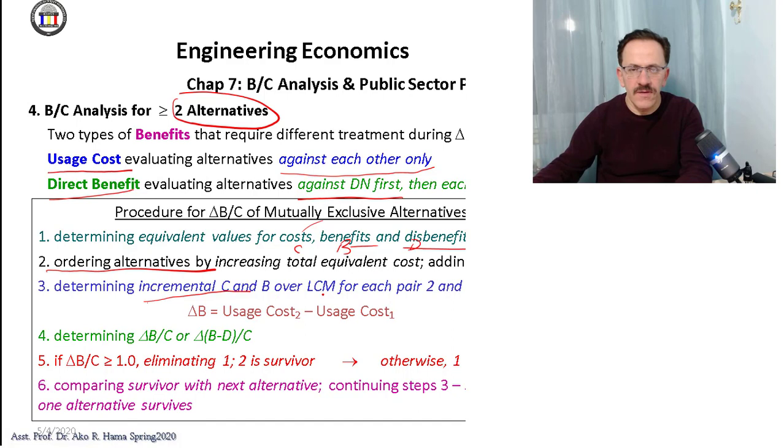And if we have two alternatives with different service lives, you have to use LCM, the least common multiple. And then for the newly generated cash flow diagram, we have to find the delta B over C ratio. It means we have to find the delta B for the two projects, then delta C, and divide them. And after that, if it was greater than 1, it means that project 2 will be selected.